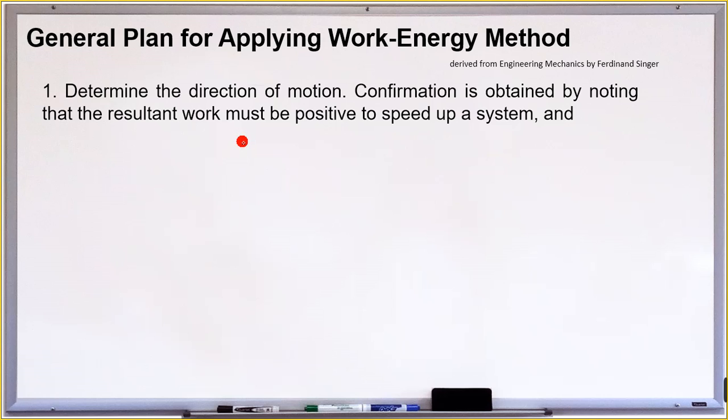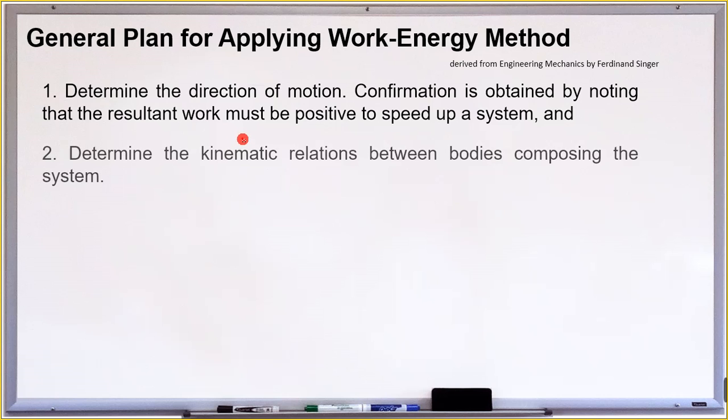So if that force helps to speed up the system, then its work is positive. But if that is friction, friction is always retarding work, because friction is always opposite to the direction of motion. That is why it is a retarding force, so it is negative work, meaning it slows down the motion of an object.